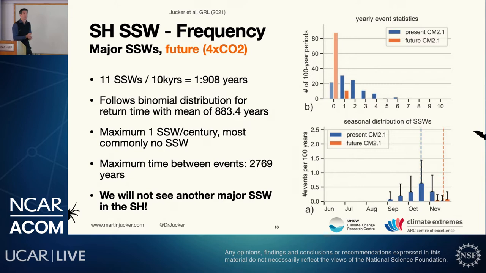Same thing, so I'm showing this again. It's the same figures, but now look at the orange. Most centuries have no southern warming, of course, and there isn't a single century, there's 100 centuries in this simulation, right? There isn't a single century that has more than one southern warming happening. So in bold below my conclusion, we will not see another major southern warming this century.